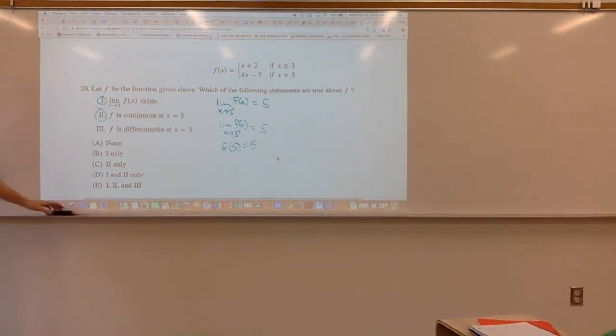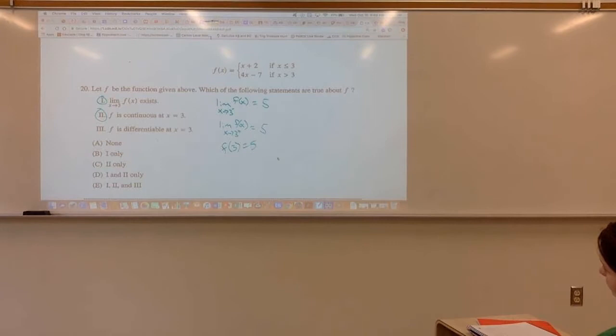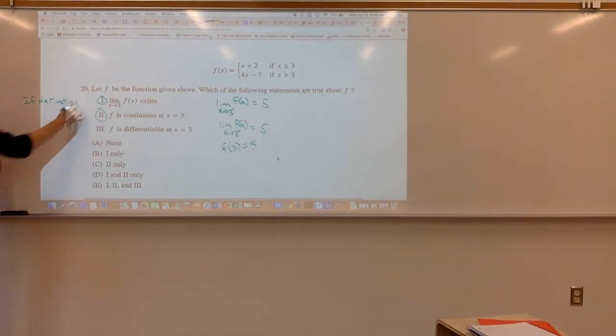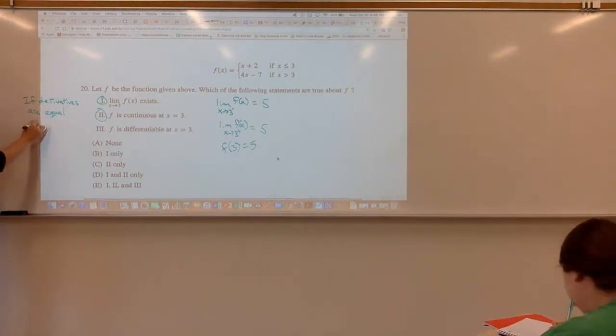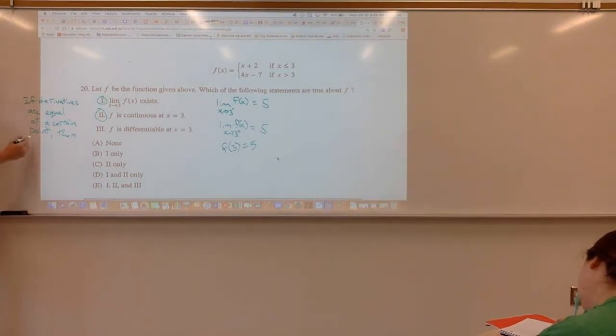So now the new part. If we know the limit exists and it's continuous, how do we determine if it's differentiable there? The new idea is, if the derivatives are equal at a certain point, then the function is differentiable at that point.